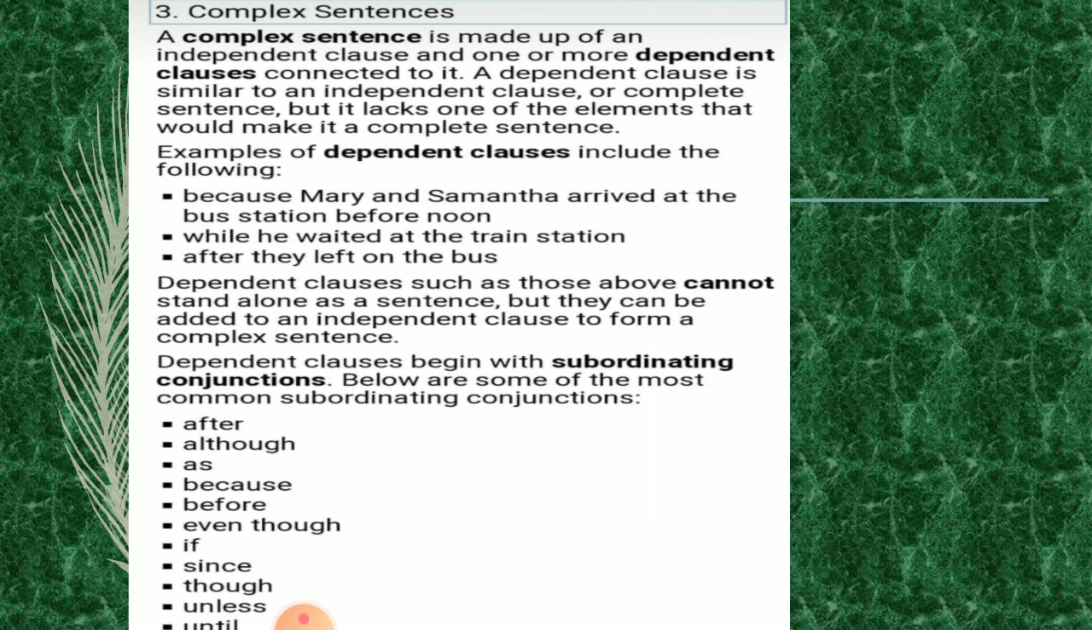Here's a list of some conjunctions which combine the sentences in complex sentences by giving the reason: after, although, as, because, before, even though, if, since, though, unless, until. They all are used for giving the reason or the condition.